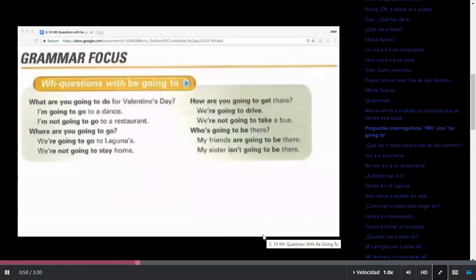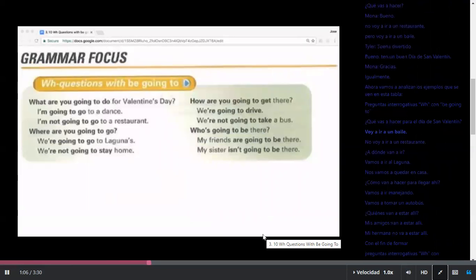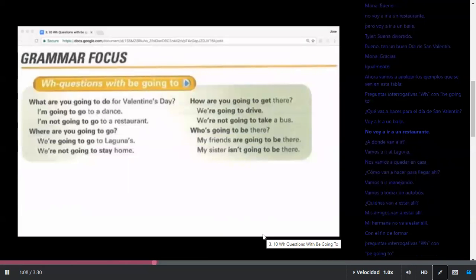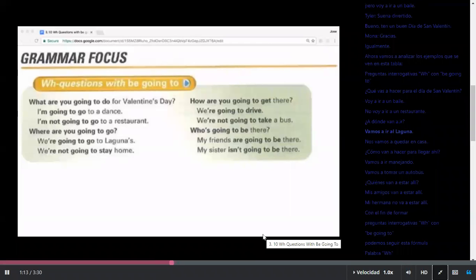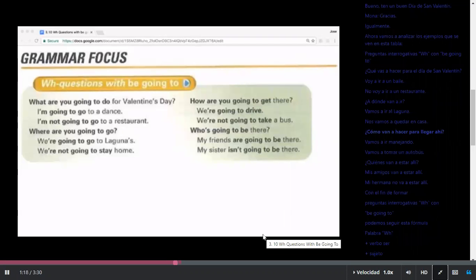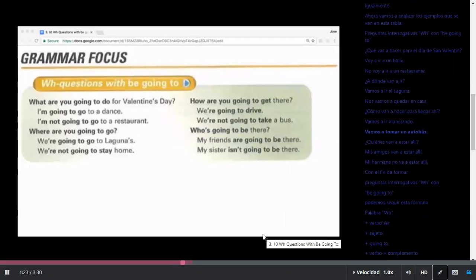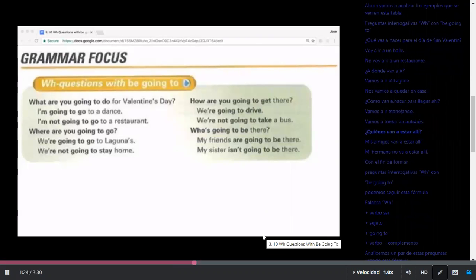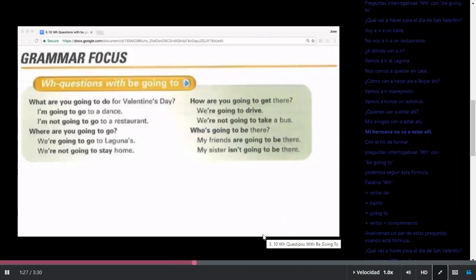Now let's analyze the examples that you see on this chart. WH questions with be going to. What are you going to do for Valentine's Day? I'm going to go to a dance. I'm not going to go to a restaurant. Where are you going to go? We're going to go to Laguna's. We're not going to stay home. How are you going to get there? We're going to drive. We're not going to take a bus. Who's going to be there? My friends are going to be there. My sister isn't going to be there.